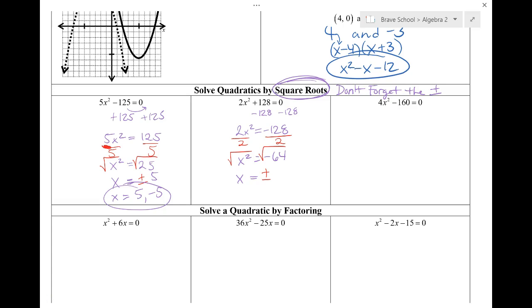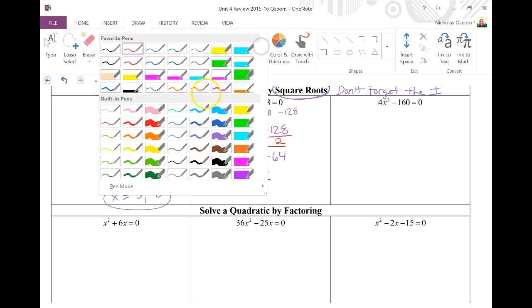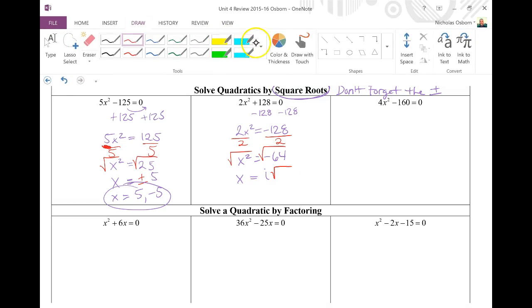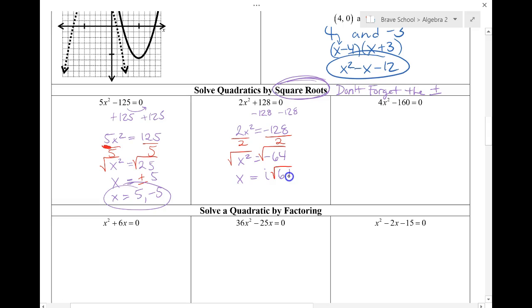Now, when you take the square root of a negative number, you need to remember that's going to give you an imaginary number, because you take the negative out, and that becomes i. Let's take the i out first, and then we'll keep the 64 under the square root. So once you take out that negative, it becomes i. And now take the square root of 64.